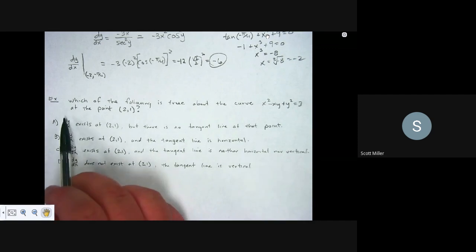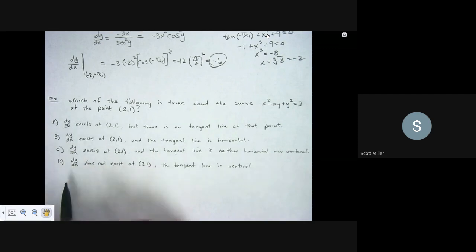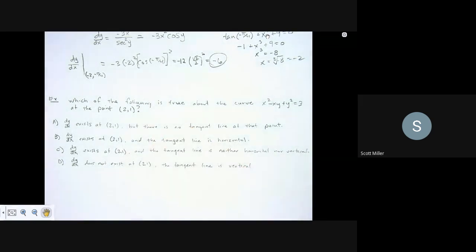Since all of these are talking about dy/dx, let's go ahead and find dy/dx. Now, before we do that, one of these stands out as totally ridiculous. Take a moment, pause it, and see if you can figure out which one of these choices makes absolutely no sense whatsoever.